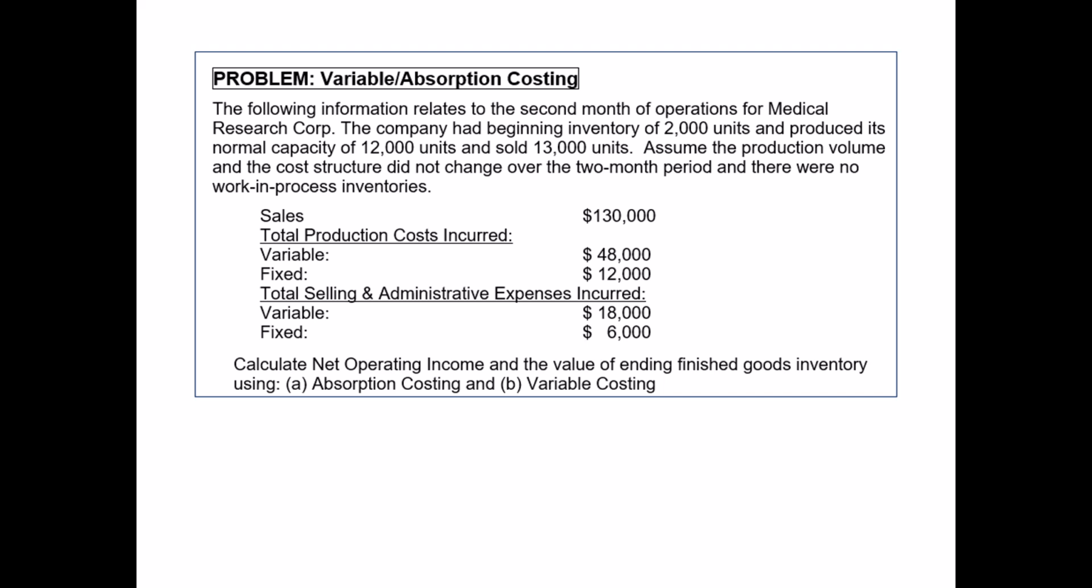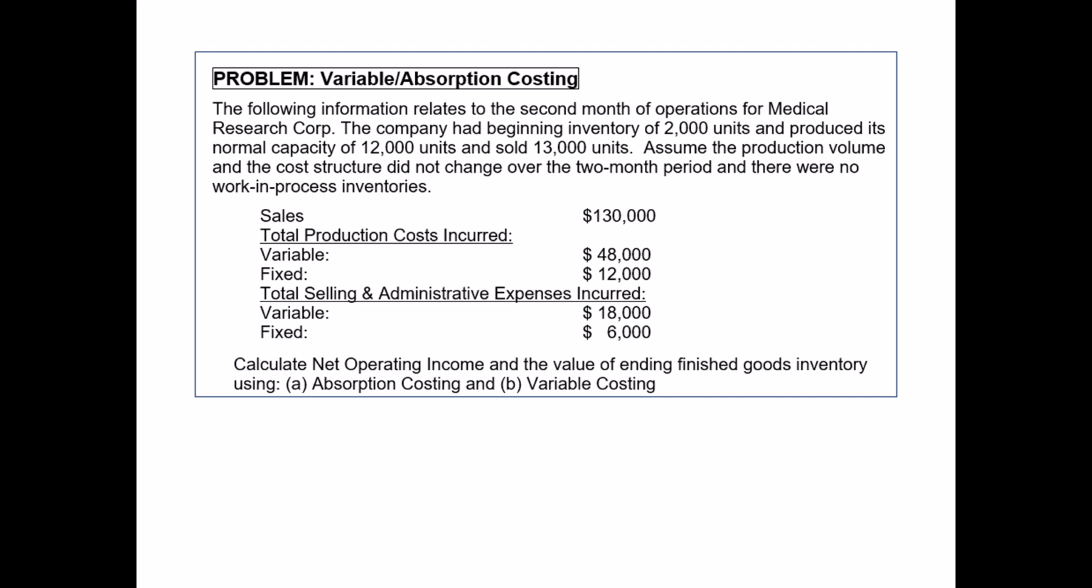Assume the production volume and the cost structure did not change over the 2-month period and there were no work-in-process inventories. Sales were $130,000. Your production costs were $48,000 for your variable costs and $12,000 for your fixed production costs. So remember, the variable production costs include direct material, direct labor, and variable overhead, and the only fixed production cost is fixed overhead.